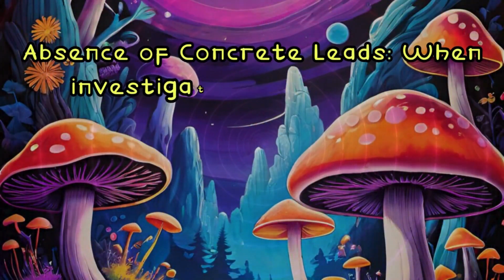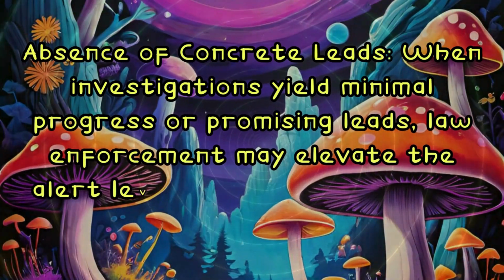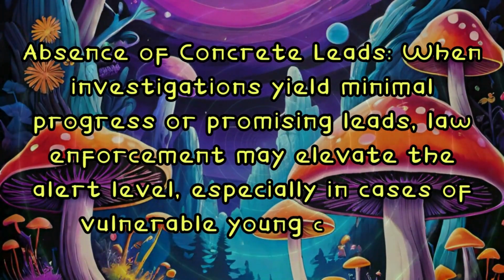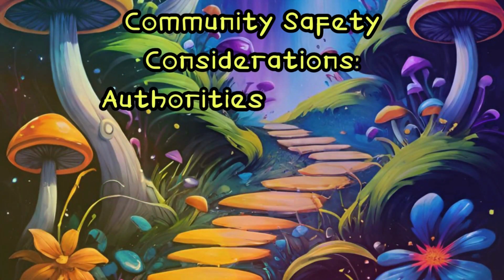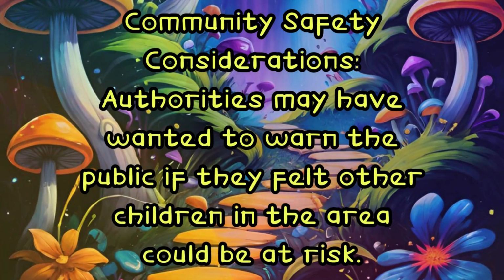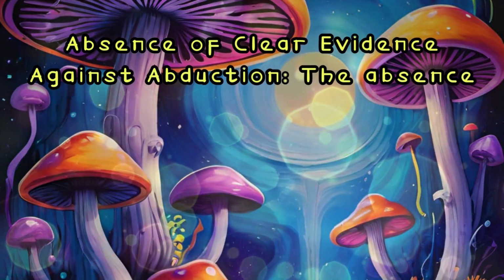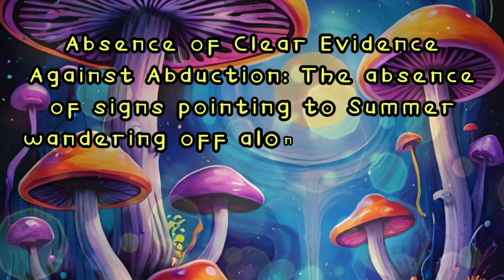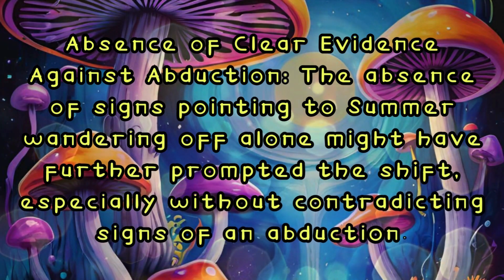Absence of concrete leads. When investigations yield minimal progress or promising leads, law enforcement may elevate the alert level, especially in cases of vulnerable young children. Community safety considerations. Authorities may have wanted to warn the public if they felt other children in the area could be at risk. Absence of clear evidence against abduction. The absence of signs pointing to Summer wandering off alone might have further prompted the shift, especially without contradicting signs of an abduction.